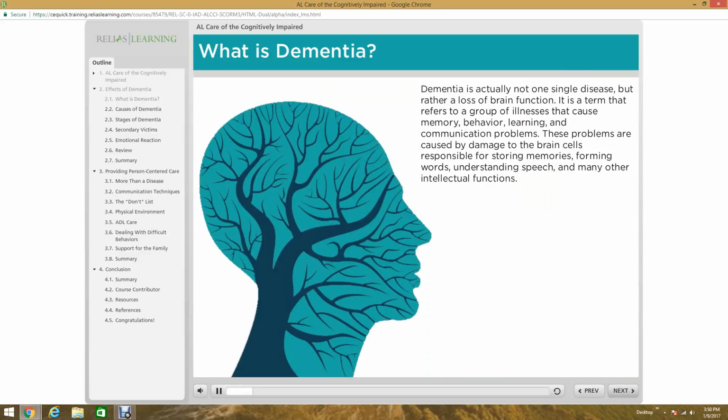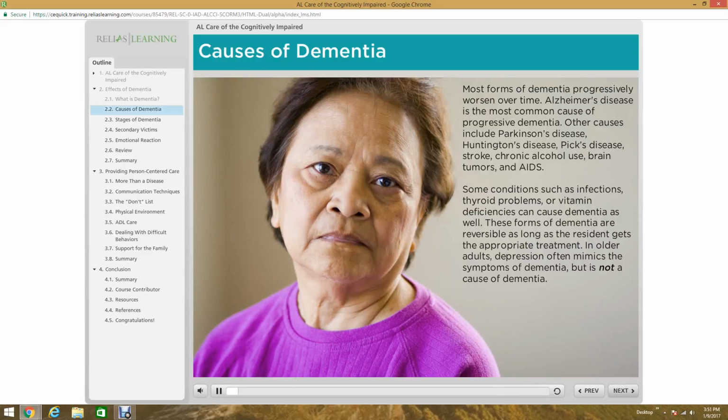Dementia is actually not one single disease, but rather a loss of brain function. It is a term that refers to a group of illnesses that cause memory, behavior, learning, and communication problems. These problems are caused by damage to the brain cells responsible for storing memories, forming words, understanding speech, and many other intellectual functions.